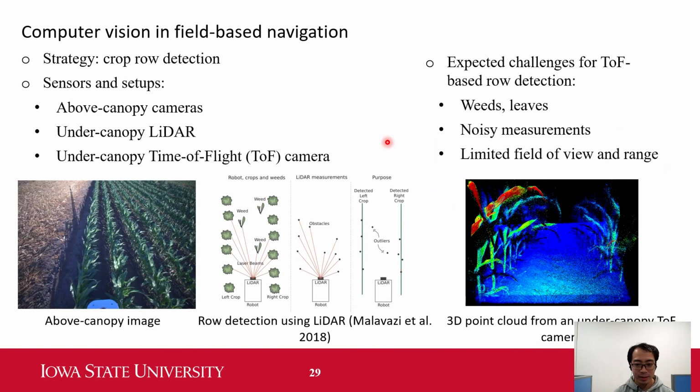The most widely used strategy for vision-based navigation is crop row detection. So there are many sensor setups. For example, above canopy cameras, which are suitable for short plants. And for tall growing plants, we usually use under canopy sensors such as LiDAR, and we use the time of flight camera.